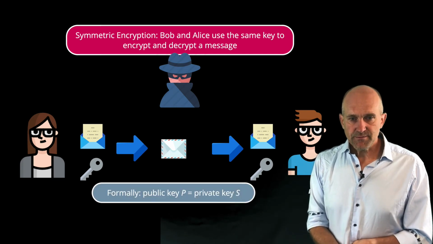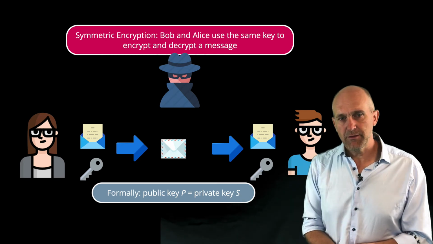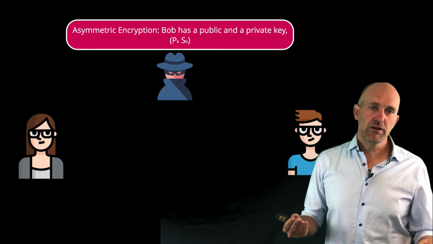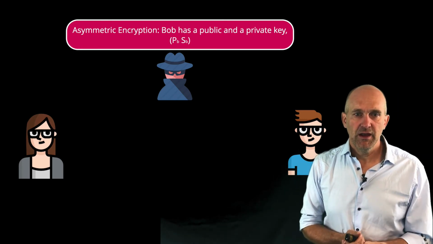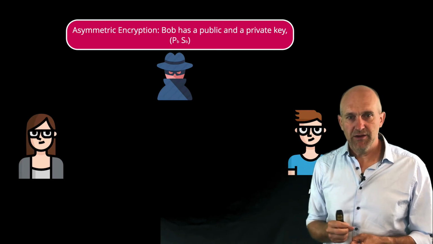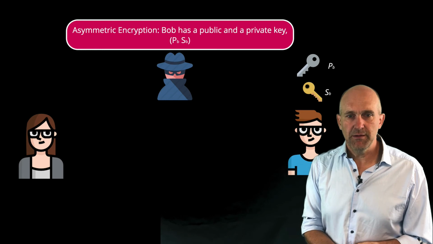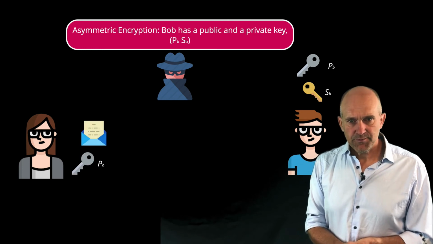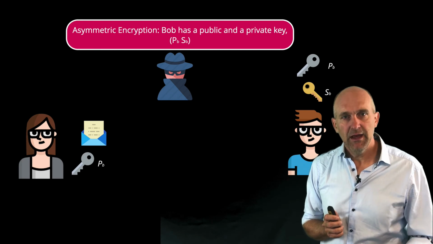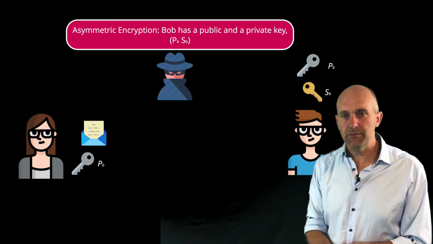The formal part here of these keys is that the public key is the same as the private key. Now, what we're mostly interested in, and this is how the world really works, is asymmetric encryption, where Bob has a public key and a private key. So he has two different keys. Alice also has the public key, and she takes the message and encrypts it with the public key.